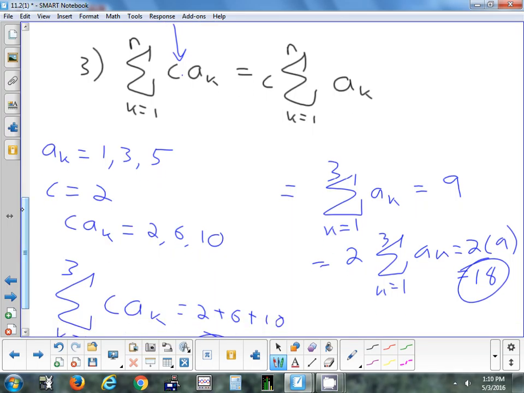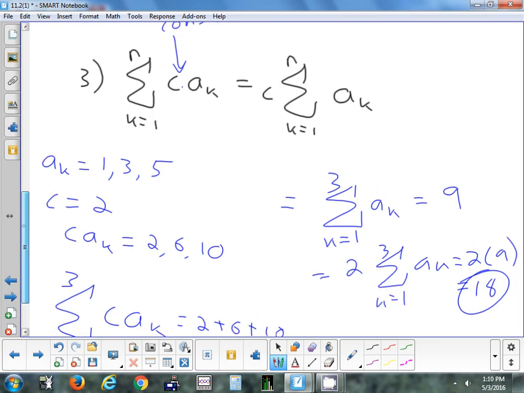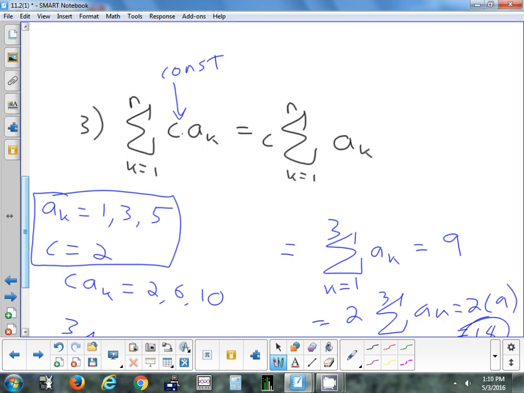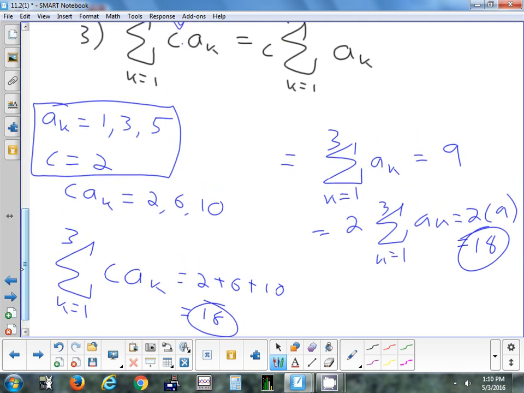Any questions on that third rule? How did I get 2? Oh, I just made it up. What's in the box would be given to you. But it works with any constant. You can take the constant, put it in front. Good question though. Any other questions?